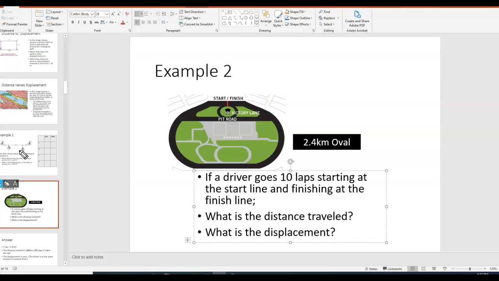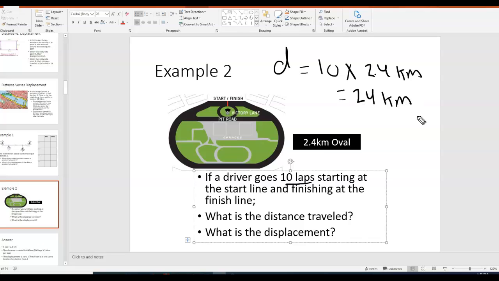Okay, so if they go around one time, they travel 2.4 kilometers. So if they go 10 laps, that means they go around 10 times. Their distance would be 10 times 2.4 kilometers. Okay, 10 times 2.4 kilometers is 24 kilometers. Remember, distance is just how far you've traveled. Their displacement, think about what their displacement would be.